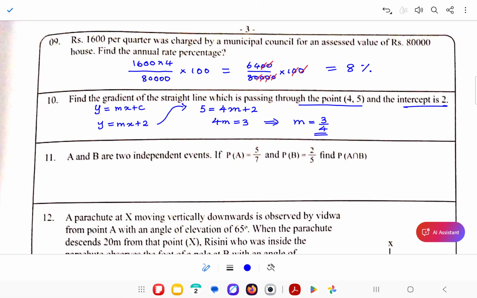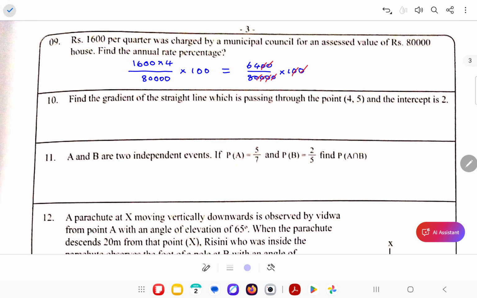Then question 11 says A, B are two independent events. Probability of A and probability of B is given. We need to find probability of A intersection B. So we know if A and B are independent, probability of A intersection B is equal to probability of A times probability of B. This is true when A and B are independent. So we'll use that. Probability of A is 5 over 7. Probability of B is 2 over 5. 5's cancel. So probability of A intersection B is 2 over 7.